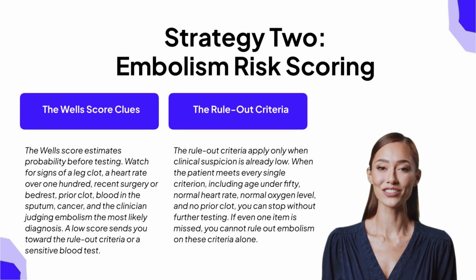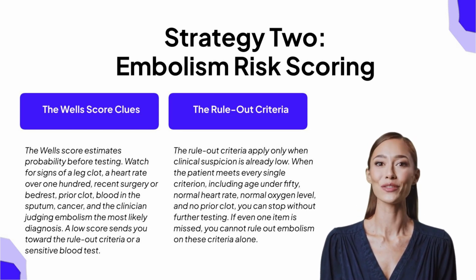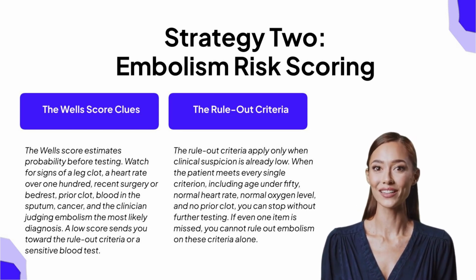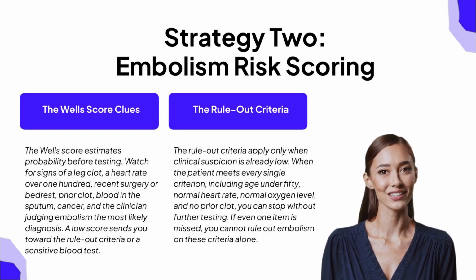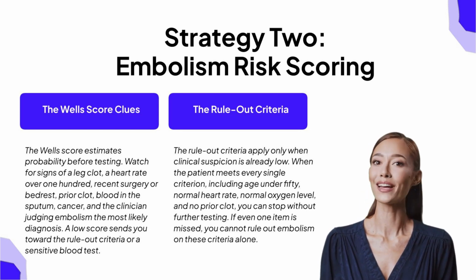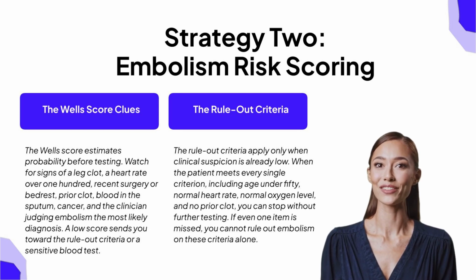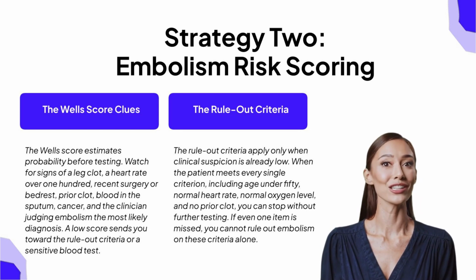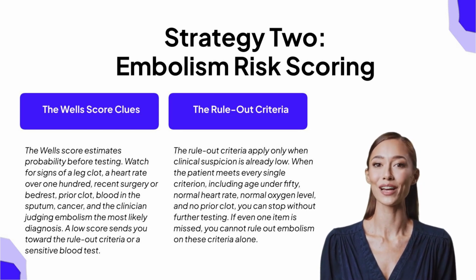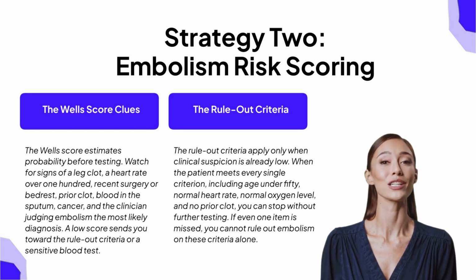The second tool is the rule-out criteria, and here is the trap the exam loves. Those criteria only apply when your clinical suspicion is already low. When the patient is low risk and meets every single criterion, including age under 50, normal heart rate, normal oxygen level, and no prior clot, you can stop without further testing. But if even one item is missed, you cannot rule out embolism on the criteria alone, and the patient needs a sensitive blood test or imaging. Knowing which tool to reach for and when is the whole game.